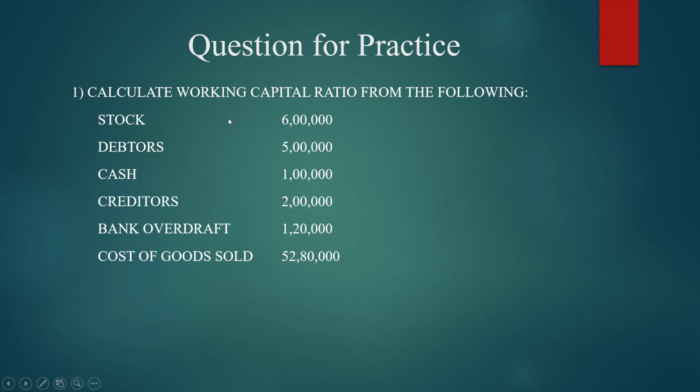Now in this question, I want to say to you, when you are practicing working capital ratio from the following, current assets are given, current liabilities are also there, but there is no sales value, right? Because the formula of working capital ratio is net sales divided by working capital. Working capital easily you can calculate, because you find out what are the current assets, what are the current liabilities, and you can get the working capital. But what about the sales? Sales value is not given.